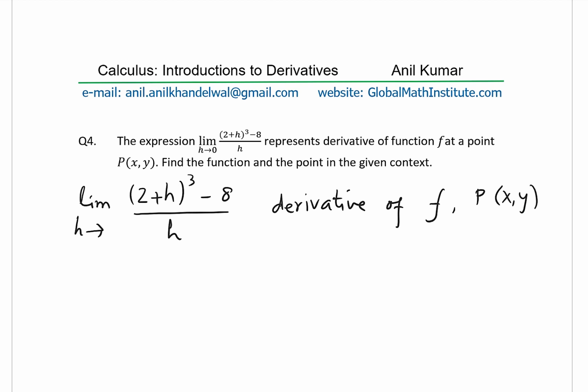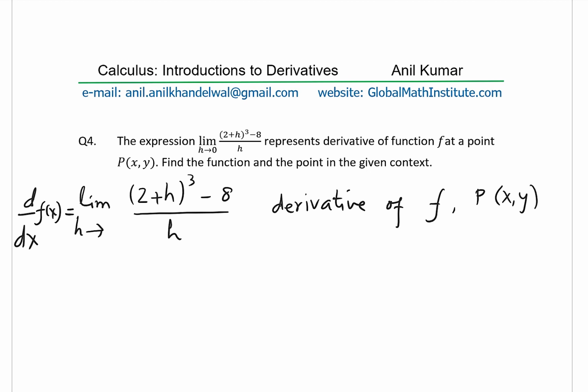And what we are looking at is a difference quotient, which is commonly used to find the derivative. And we'll name this as d dx or f dash x as we move along. So we are saying at this stage that this expression represents a derivative. We are saying this is d dx of a function f of x. That is what we are saying. So the expression which we call the difference quotient represents a derivative of a function f at a point P(x, y). Find the function and the point in the given context.